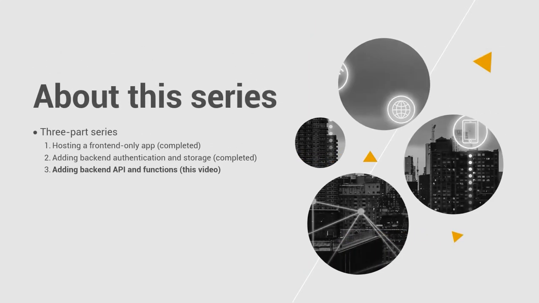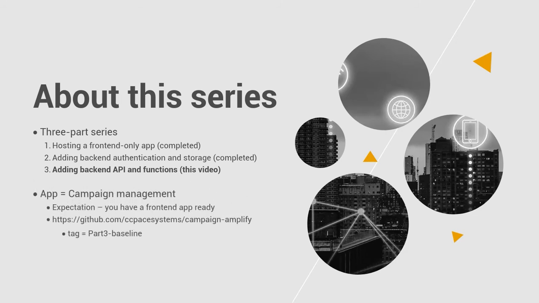Now, just a little bit about this video series. We're on the third part of the series. The first two involved hosting the front-end app and then adding back-end authentication and storage. And now we're going to add the API and functions. We're using a test app for campaign management. It's an Angular app. Our expectation is that you have your own front-end app ready, but you can also follow along. We have the code available at GitHub, and here's the URL.